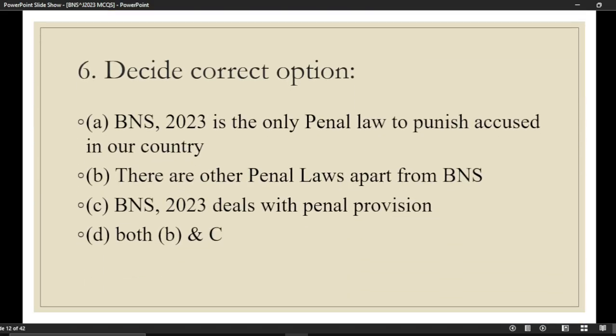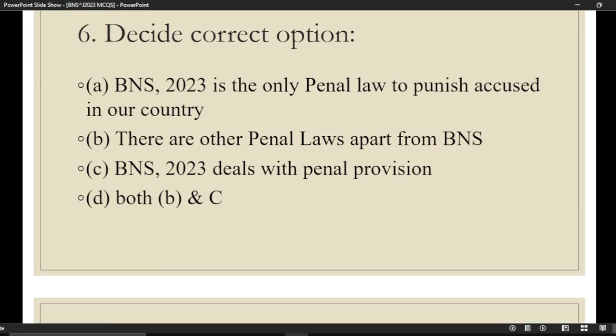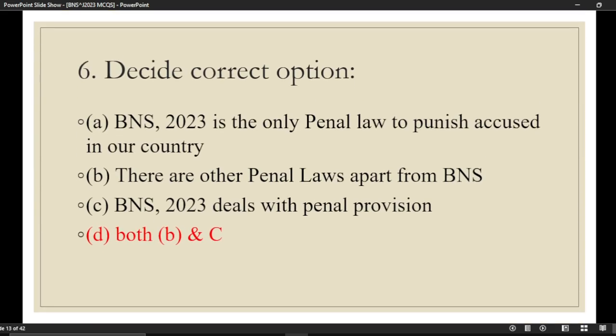Question 6. Decide the correct option. Option A. BNS 2023 is the only penal law to punish accused in our country. Option B. There are other penal laws apart from the BNS. Option C. BNS 2023 deals with the penal provision, or is it option D, both B and C? The question is talking about the correct option. And the correct answer to this question is option number D.